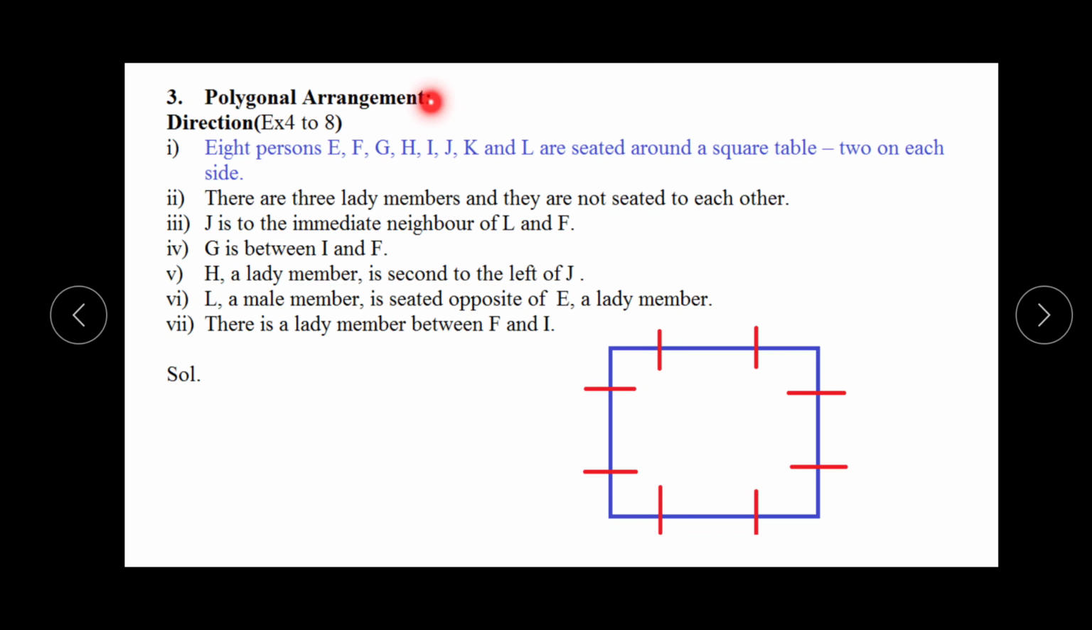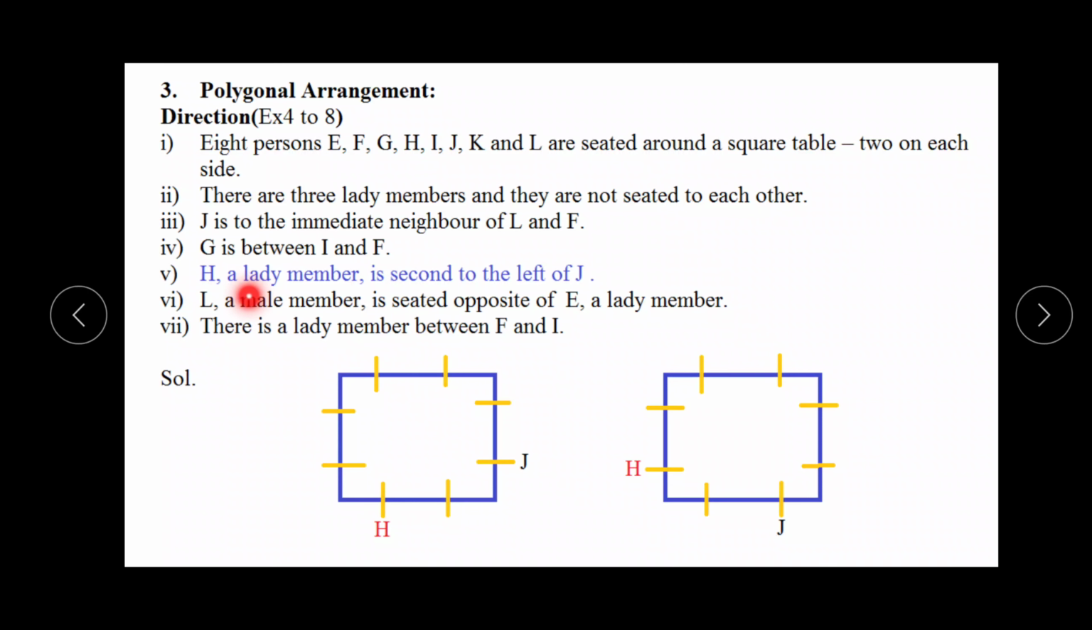The third one is a polygonal arrangement. In this, 8 persons E, F, G, H, I, J, K and L are seated around a square table, 2 on each side. It means we can see here this is a square table and there are 2 positions on each side for these 8 persons. So we have identified that there is a square table and that there are a total of 8 persons, so we are taking only 8 places for this.